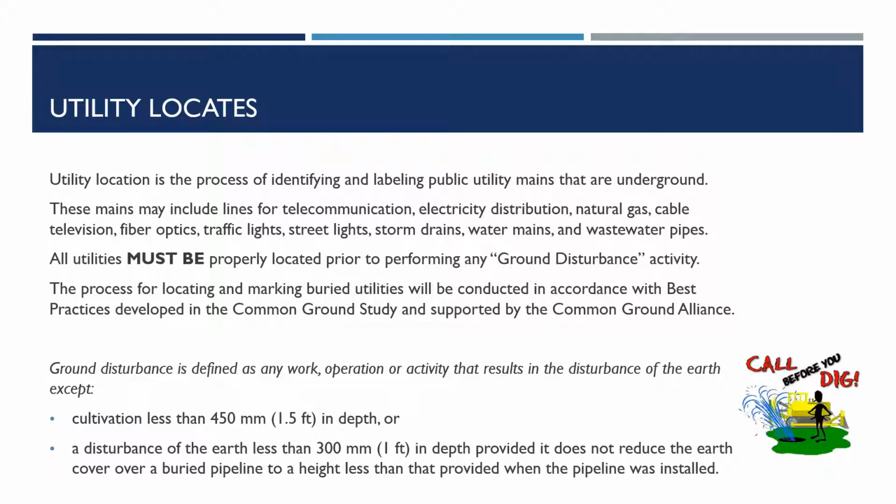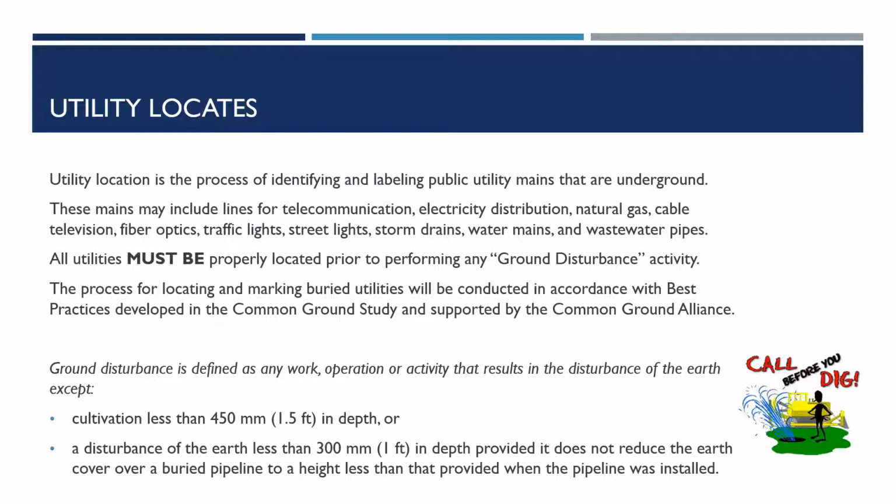Utility locates. Utility location is the process of identifying and labeling public utility mains that are underground. These mains may include lines for telecommunication, electricity distribution, natural gas, cable television, fiber optics, traffic lights, street lights, storm drains, water mains, and wastewater pipes. All utilities must be properly located prior to performing any ground disturbance activity. The process for locating and marking buried utilities will be conducted in accordance with best practices developed in the Common Ground Study and supported by the Common Ground Alliance.